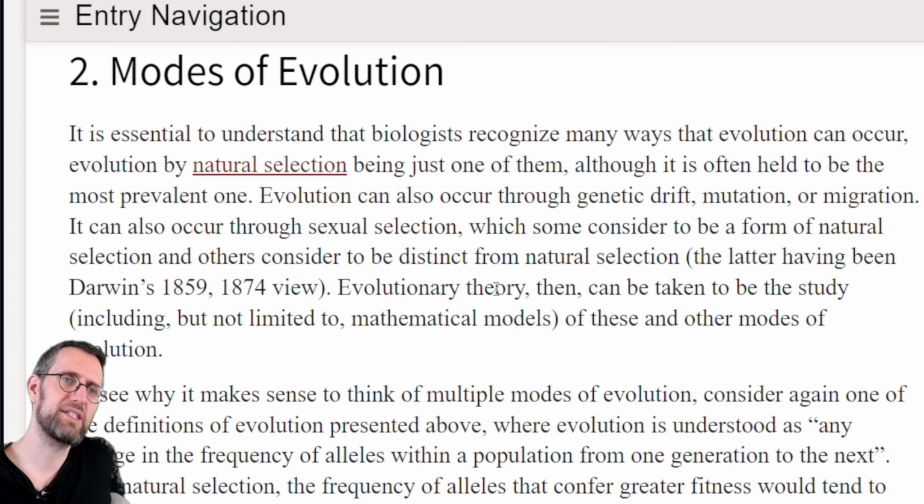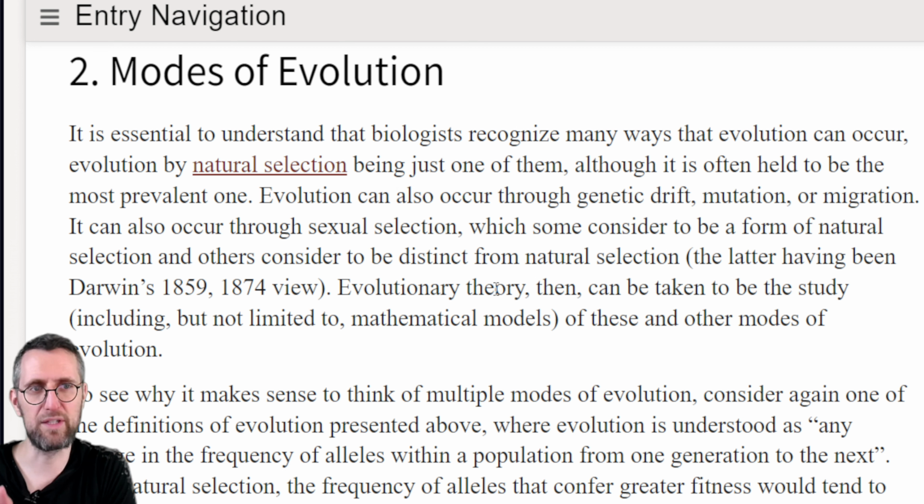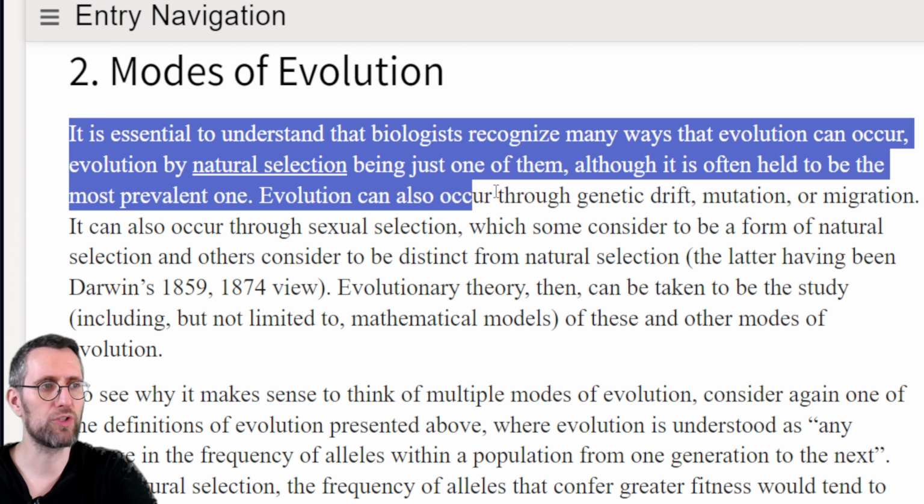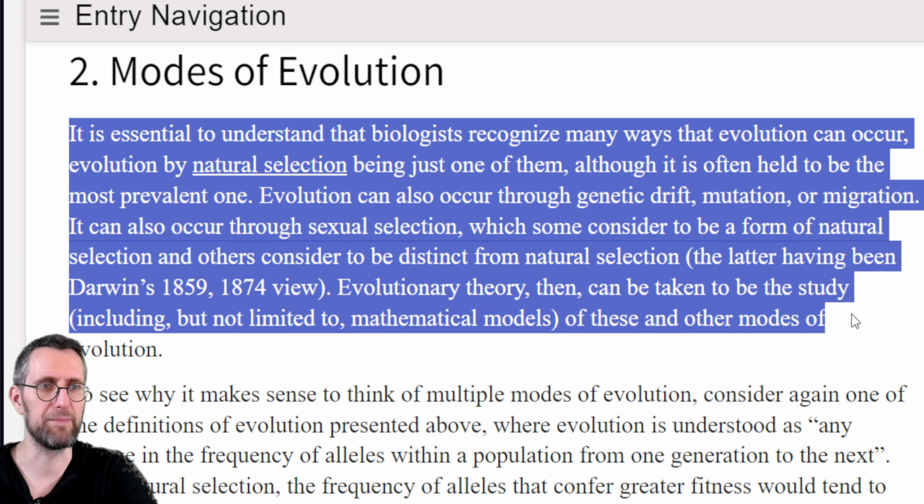It is essential to understand that biologists recognize many ways that evolution can occur, evolution by natural selection being just one of them. Although it is often held to be the most prevalent one, evolution can also occur through genetic drift, mutation, or migration. So natural selection is not the only way evolution actually occurs. That's very, very, very interesting. So we also have genetic drift, mutation, or migration. And I actually want ChatGPT to explain this to me.